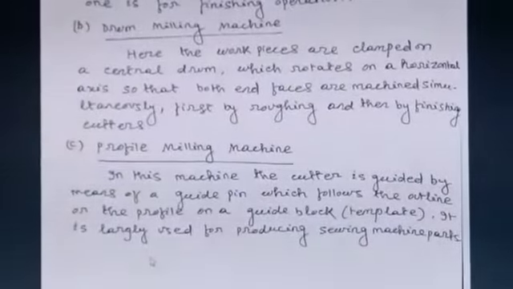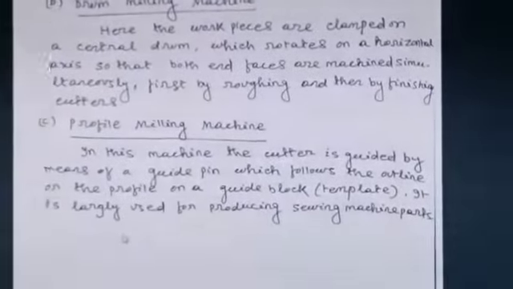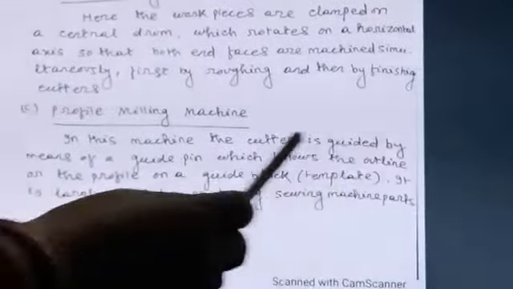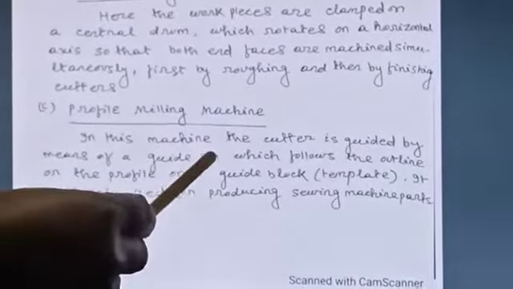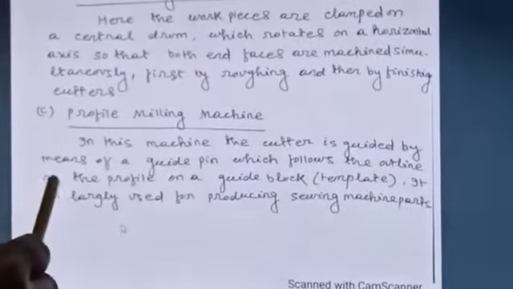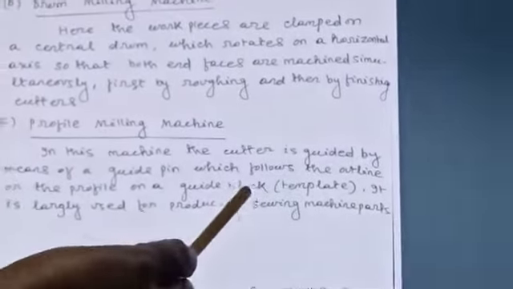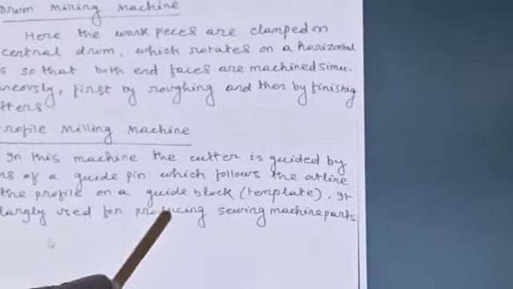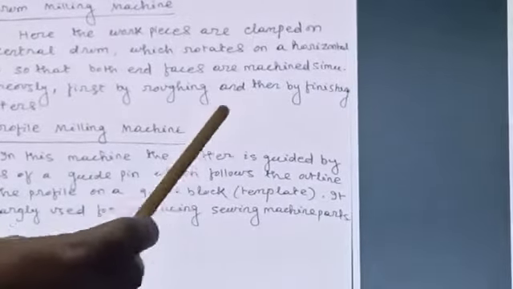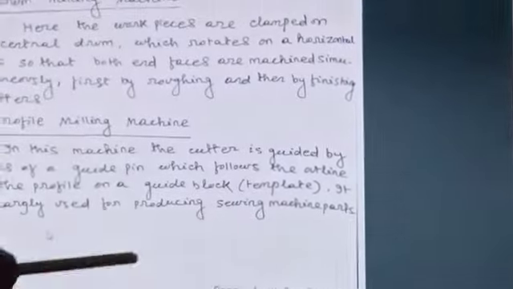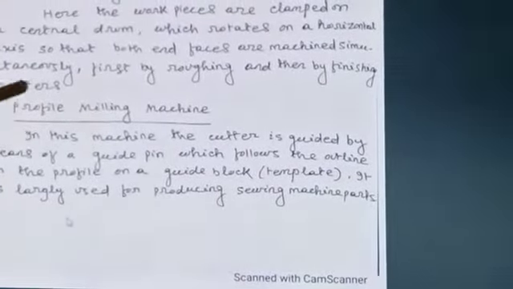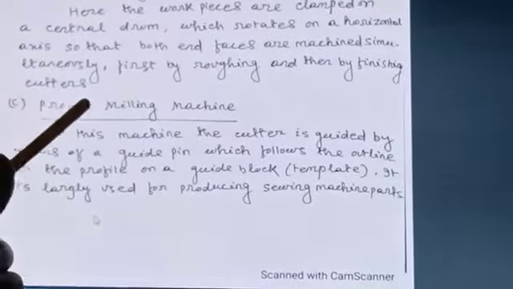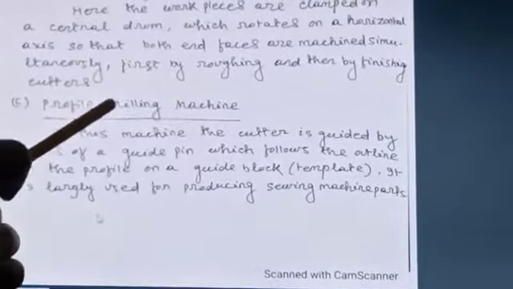So next is the profile milling machine. As the name suggests, in this machine the cutter is guided by means of a guide pin which follows the outline or the profile on a guide block template. It is largely used for producing sewing machine parts. By following a particular template, it produces the required profile. So the name is profile milling machine.